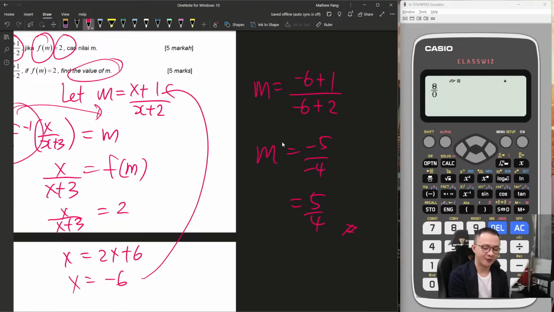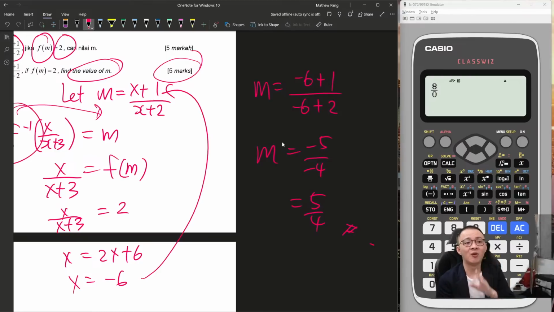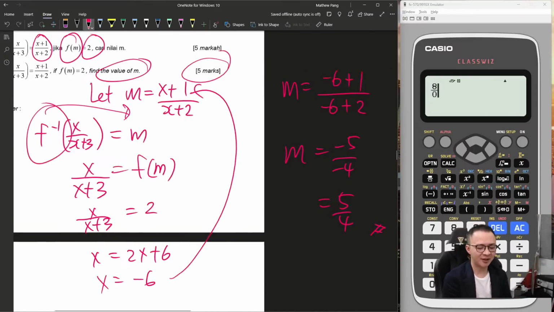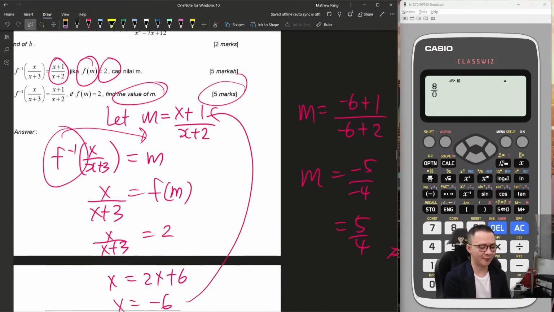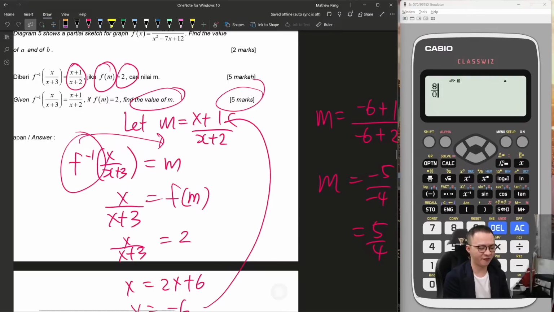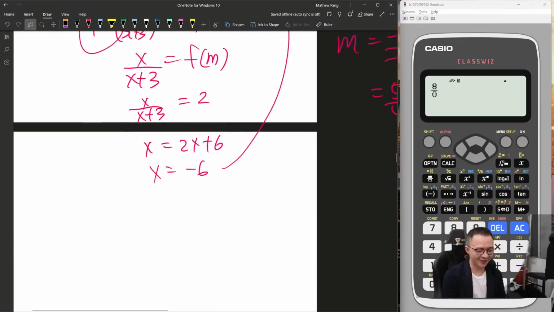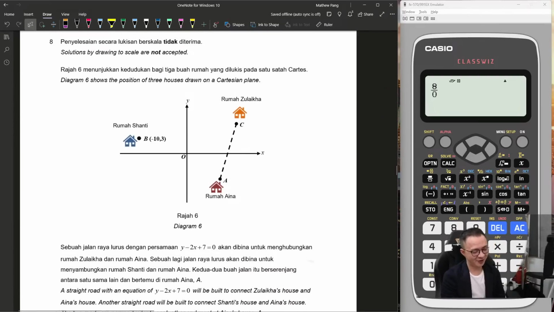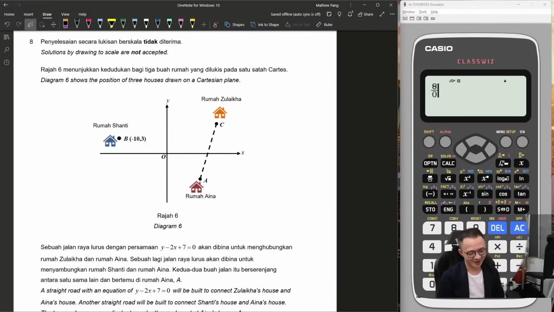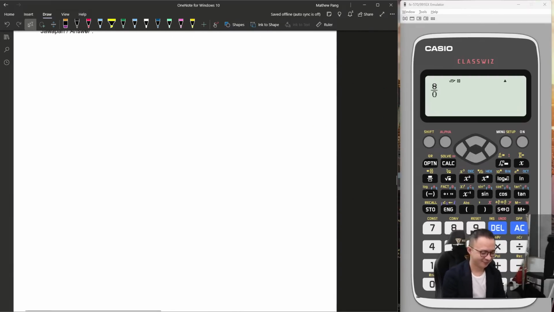Done. I believe the marking scheme used a slightly longer step for this question, but I will just do it like this so that the whole thing is very easy. I hope you guys can understand. We go to question 8 now. Oh my god, still so many questions.